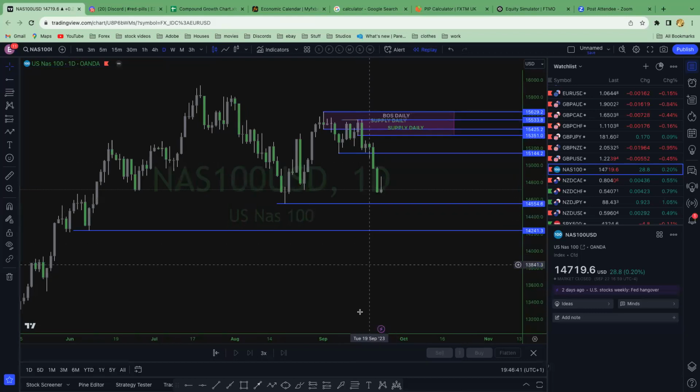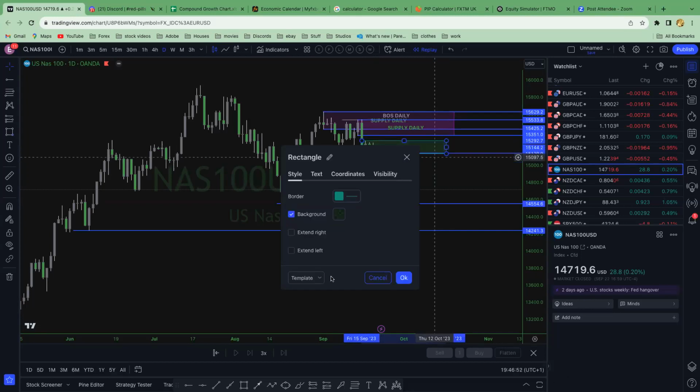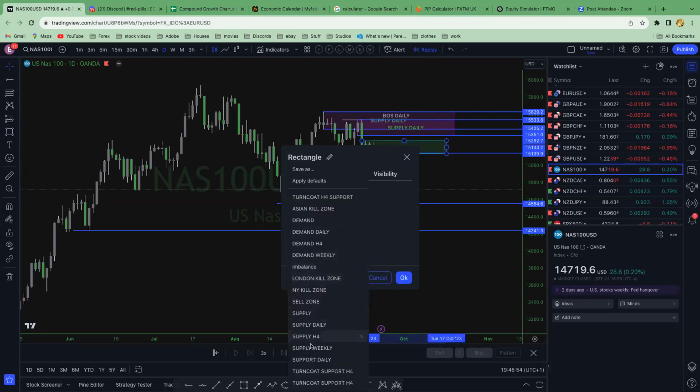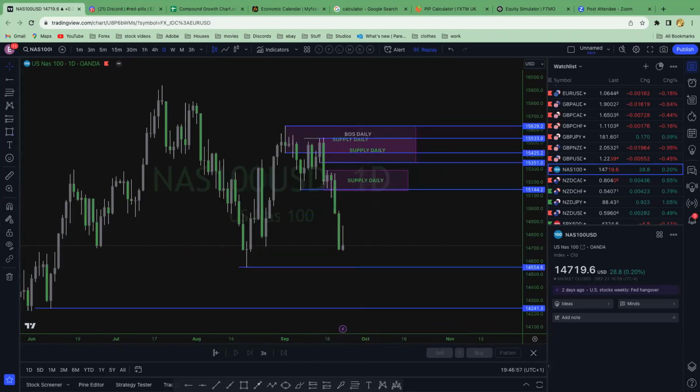You're waiting for your new daily supply levels, unless it buys all the way back up here, which I don't think it wants to. But hey, Fed Powell might speak, and then you never know what it might do. But there's another supply here. There's another supply right there. And now you're basically waiting.